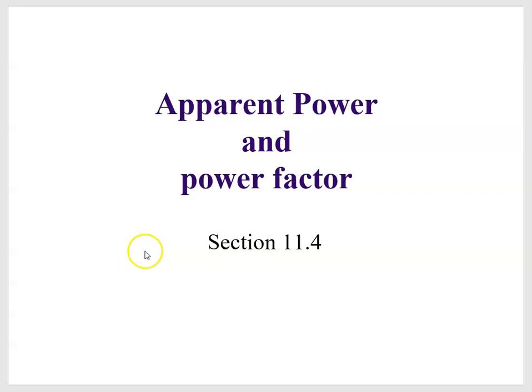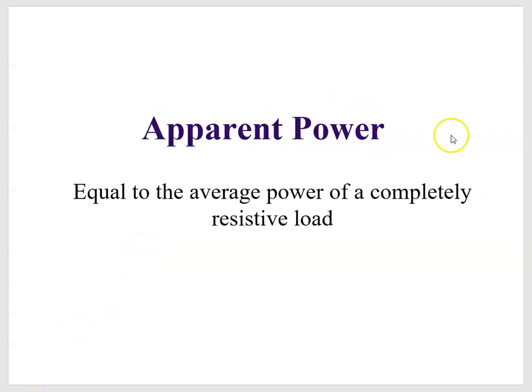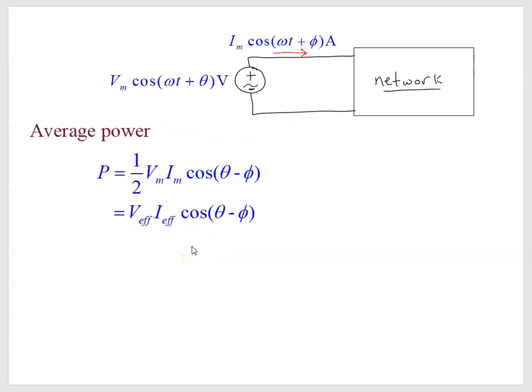In this video, we'll define apparent power and power factor. Apparent power is actually the magnitude of our complex power. It's equal to the average power of a completely resistive load. So if we have a completely resistive load, the average power and the apparent power will be the same.